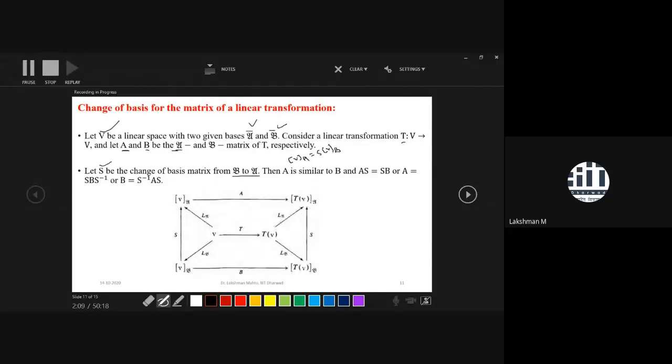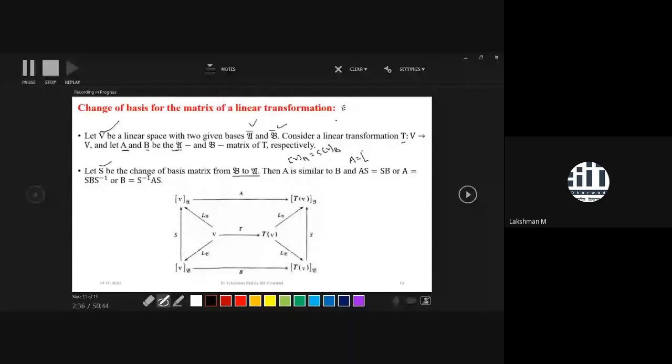This is for one vector. If you are willing to find the matrix A, what is the matrix A? Recall the process of finding the matrix of a linear transformation with respect to a basis. At that time the basis was a standard basis, so it was very easy. If you have a standard basis, how do you find the matrix of a linear transformation?